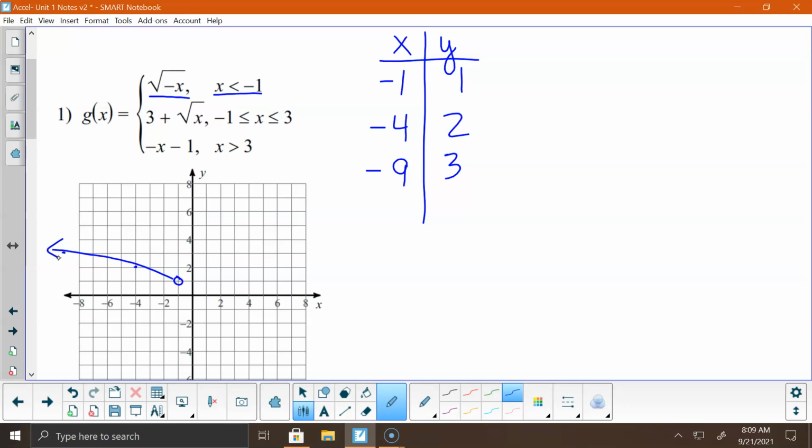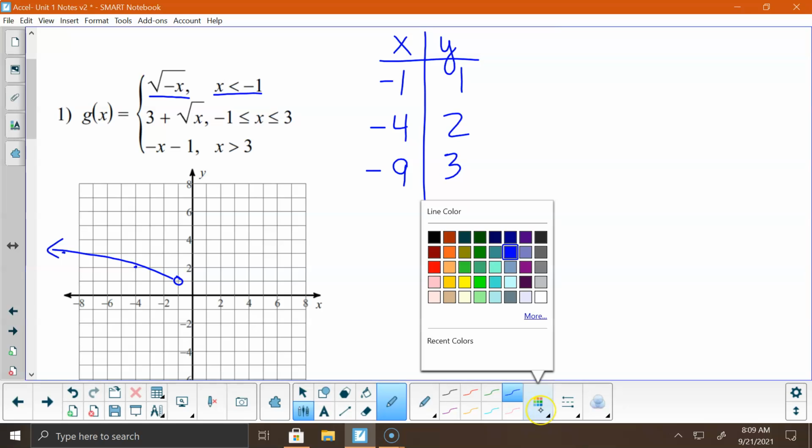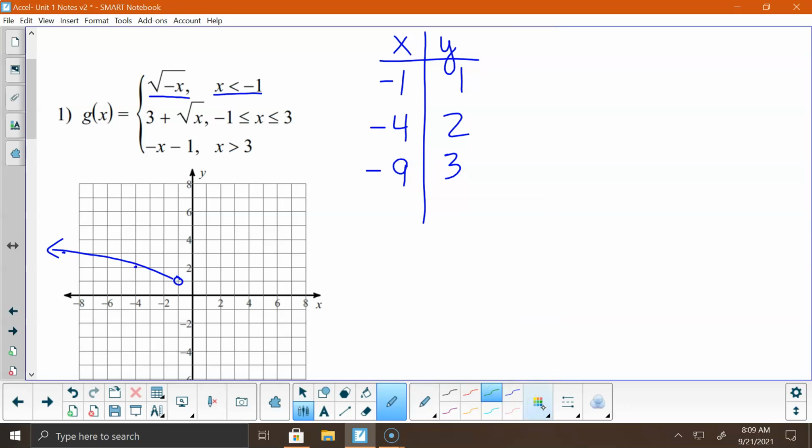All right, what color do we want to do for the middle one? Orange? Okay, we'll go green. I just did blue. All right, we'll do green for this one. We'll do pink for the next one.